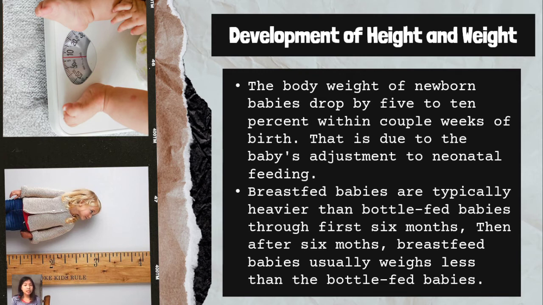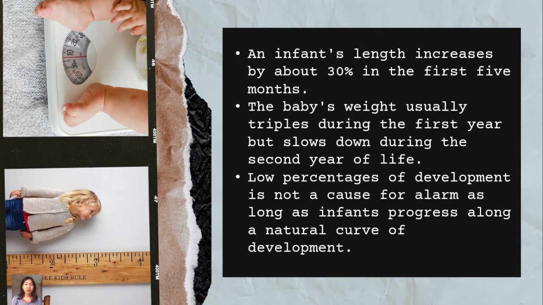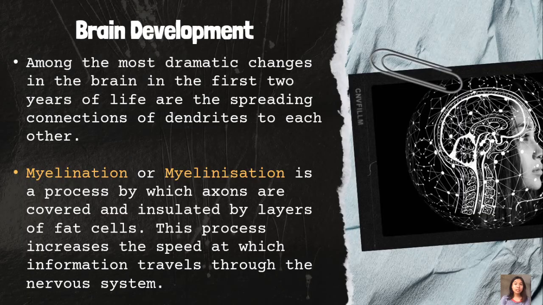Then, after 6 months, breastfed babies usually weigh less than bottle-fed babies. An infant's length increases by about 30% in the first 5 months. The baby's weight usually triples during the first year but slows down during the second year of life. Low percentages of development are not a cause for alarm as long as infants progress along a natural curve of development. Now, let's tackle brain development.